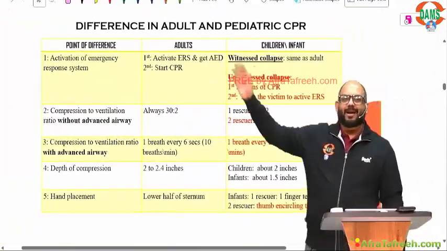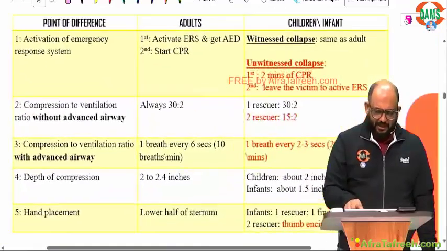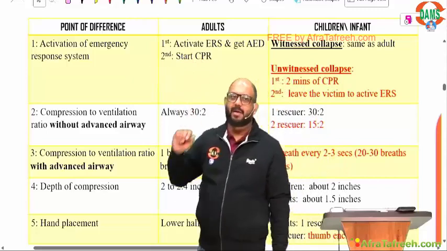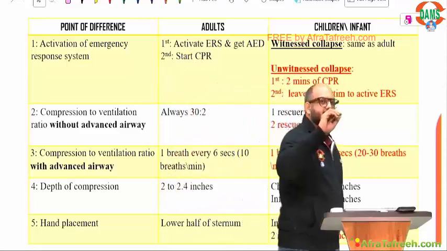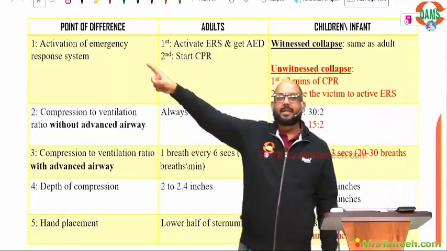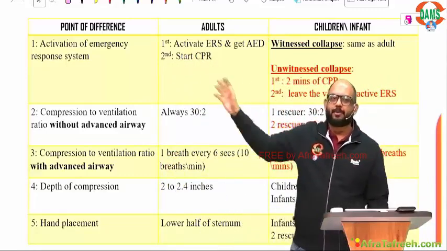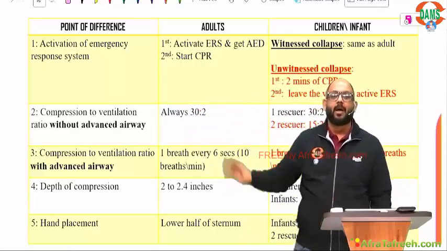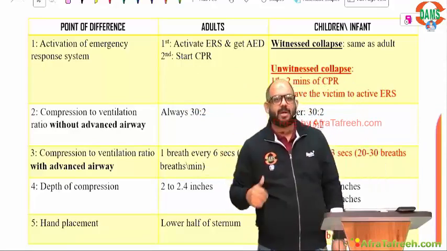Difference in pediatric and adult CPR. Very easy and an important table. 5 points of difference between adult and pediatric CPR. The first is the point from which maximum questions come in your exam. How do you activate ERS? In an adult, it is simple. You see a patient, you activate ERS first, tell them to get an AED, then start CPR. In pediatric also, if you have witnessed the collapse, you will do the same thing.